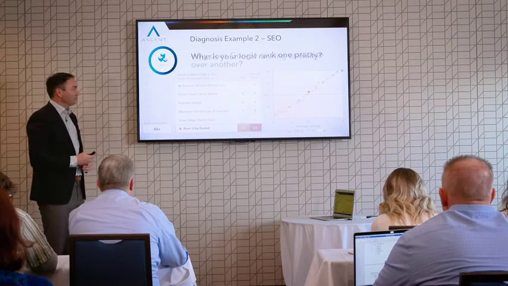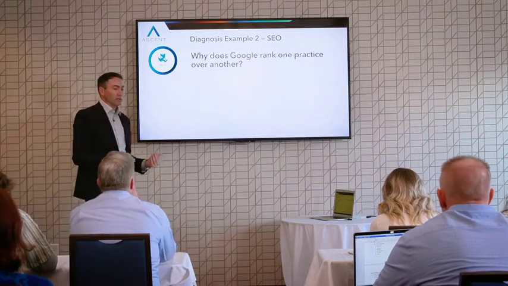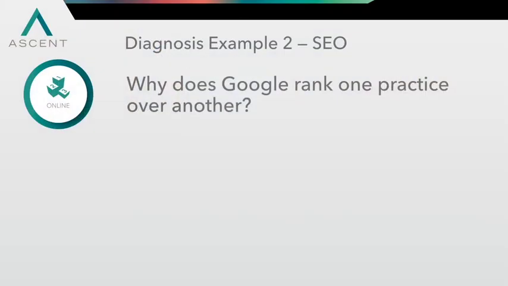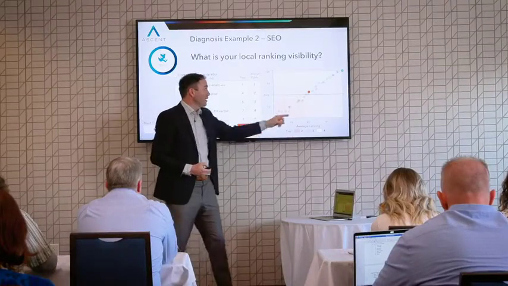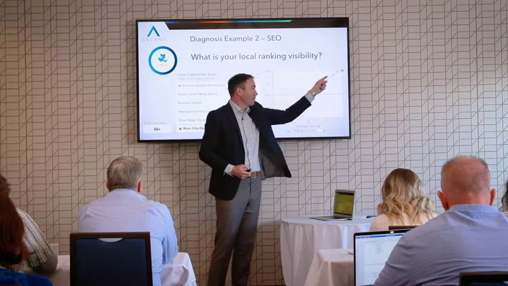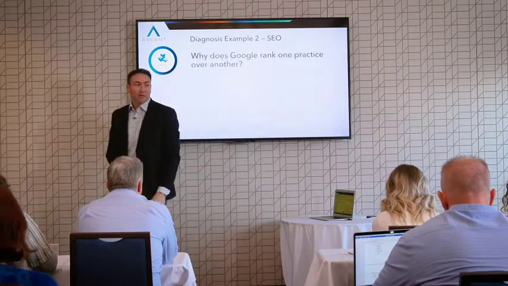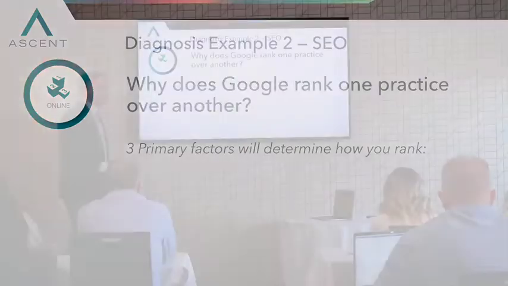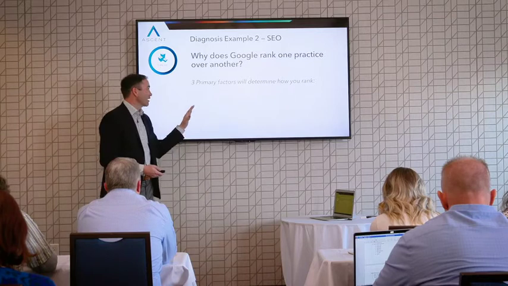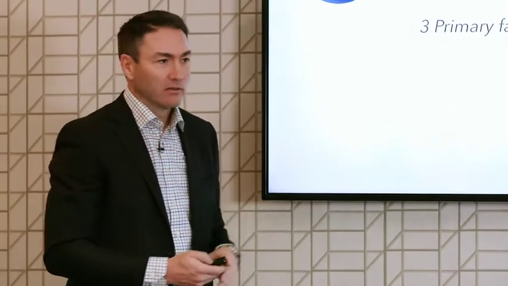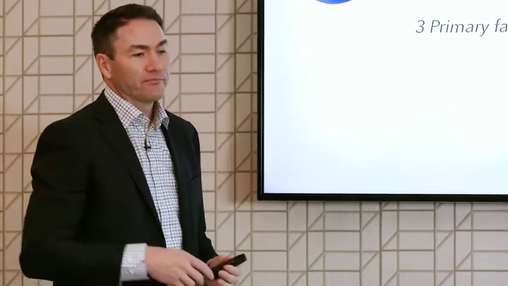All right, so with that, why does Google, let's kind of back up just a little bit for a second and just talk about why does Google rank one practice over another? Why is this doctor here and River City Dental is right here? And what about all these doctors in between? Well, it's both complex and simple. And we want to look at it from a simple perspective for a second. There's 3 primary factors that are going to determine why your dot is where it's at on that graph. 1, your content.